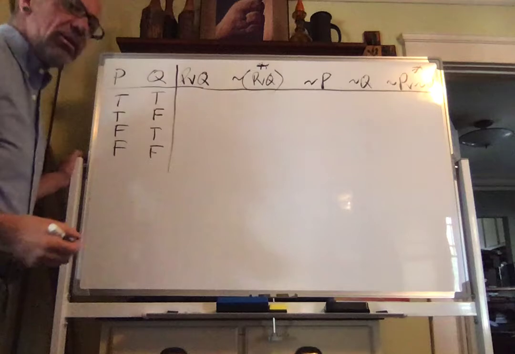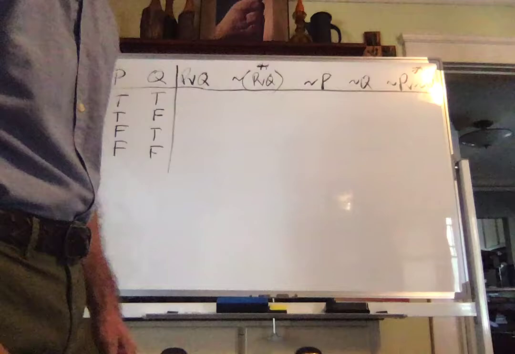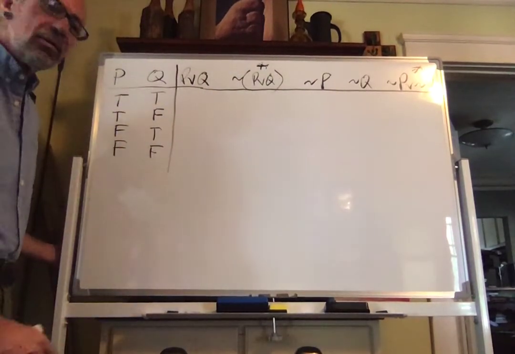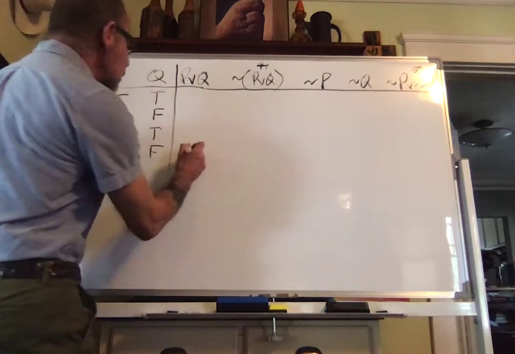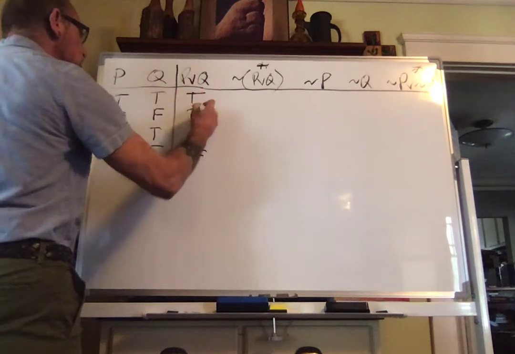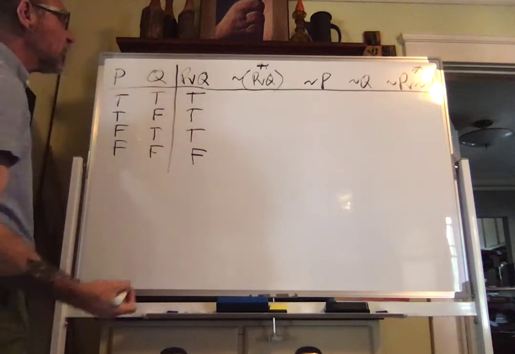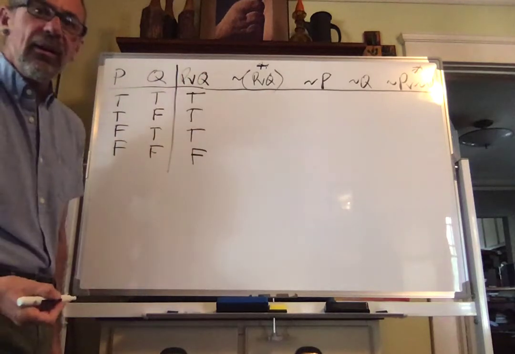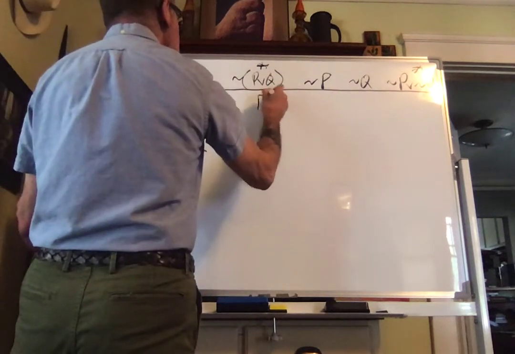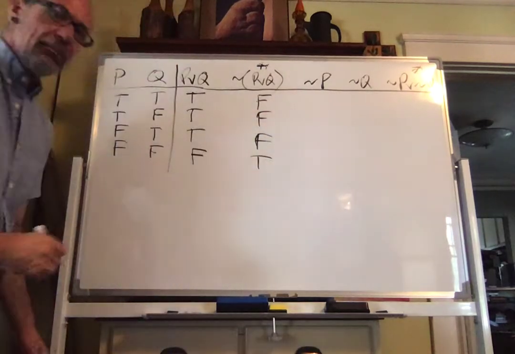So, starting with P wedge Q, we'll just fill out that column by applying the definition of truth conditions for disjunction. Disjunction is false if and only if both disjuncts are false. You see we only have that on the last row. So P wedge Q is true every place except the last row. Moving to the next column here, well, that's the negation of what we just did. So it's going to be the opposite of what we did under P wedge Q. In other words, 3 F's and a T at the bottom.